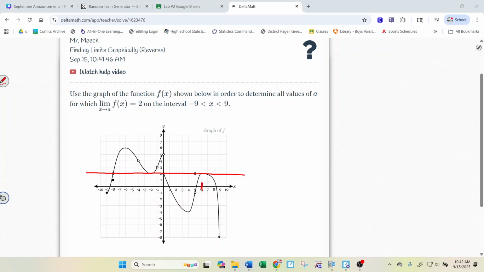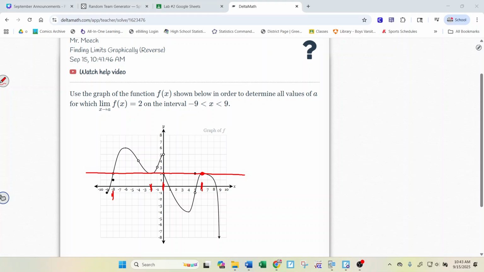6 would be equal to 2, right? Would the limit be equal to 2? No. The functional value is, but what's the limit at 5? -1. Because from the right and the left, it's the same. What about at -8? Is the limit equal to 2? Yes. Does the functional value equal 2? No. What about -2? Does the limit equal 2? Yeah. Does the functional value equal 2? No. Yes. Okay, and then the final one.